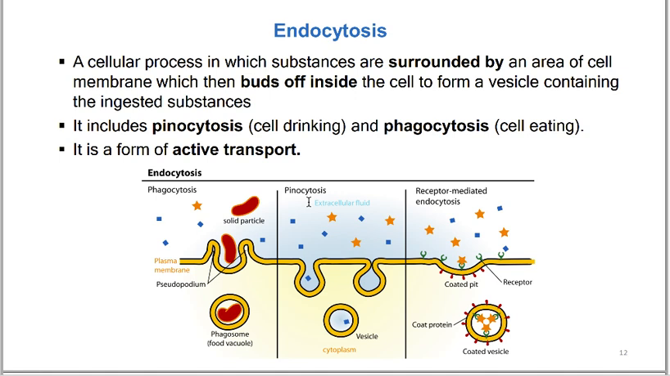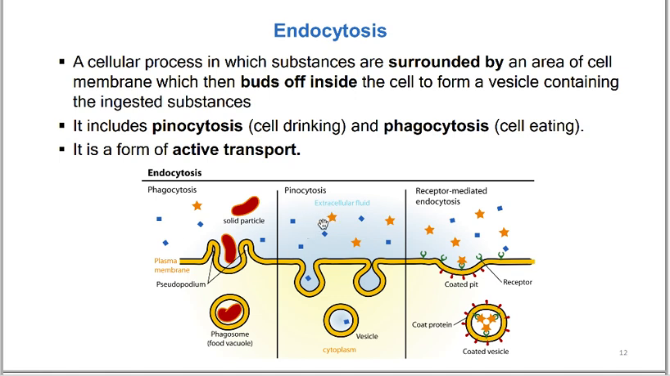And endocytosis is a cellular process in which substances are surrounded by an area of the cell membrane, which then buds up inside the cell to form a vesicle containing the ingested substance. This is called endocytosis. So endocytosis means engulfing something by the cell. There are three different types. One is phagocytosis, you know what phagocytosis is. The cell can eat anything.